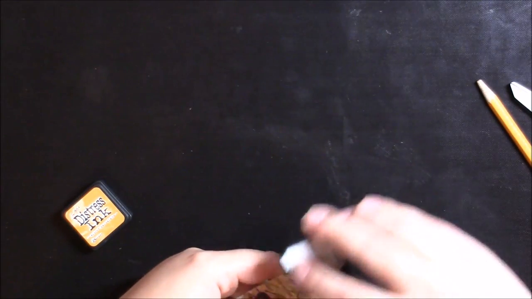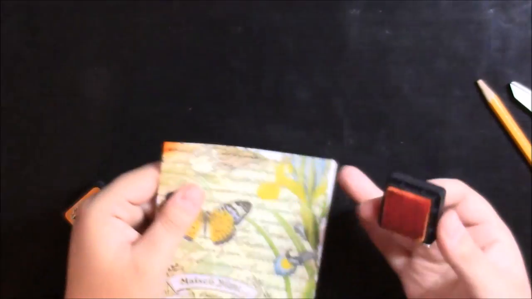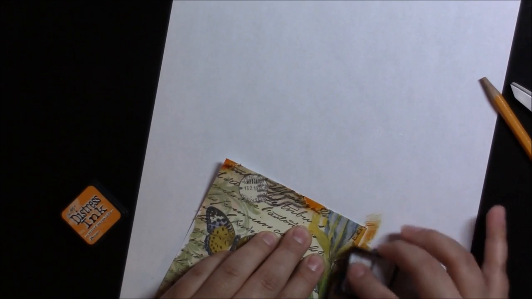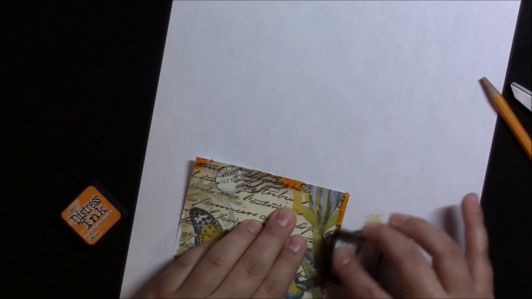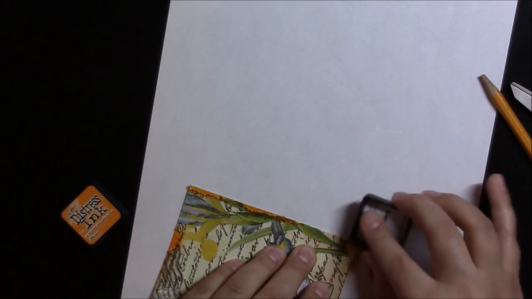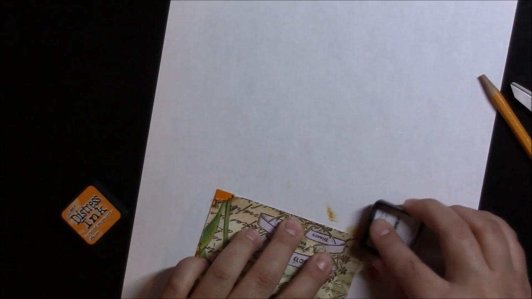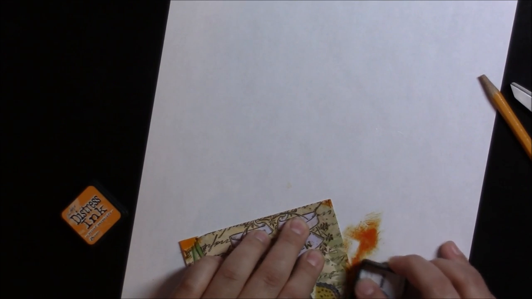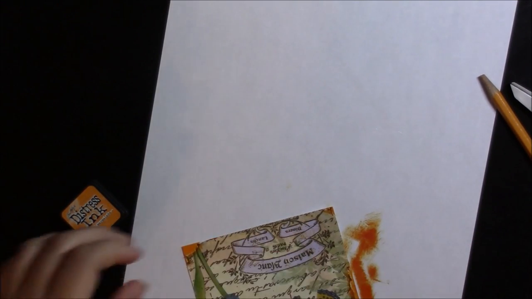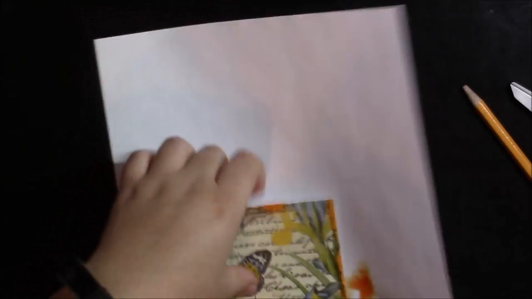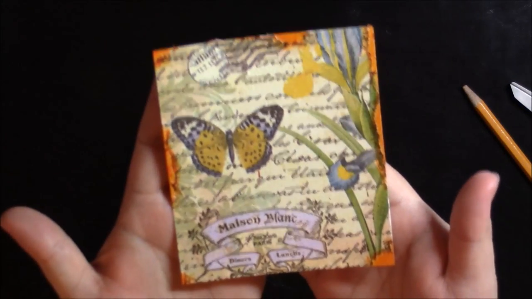So I'm just going to take that and just straight from the ink pad here, I'm just going to kind of drag it onto those white areas. I might even lay down my piece of white copy paper here. And I'm just going to ink those white areas. All right. I love that. I think that looks really neat.